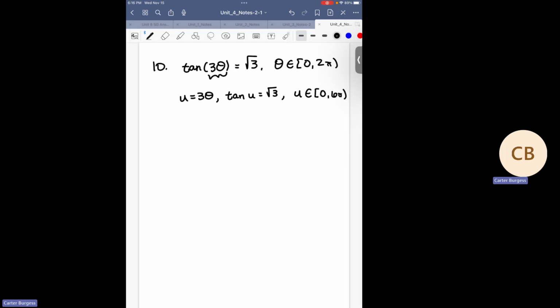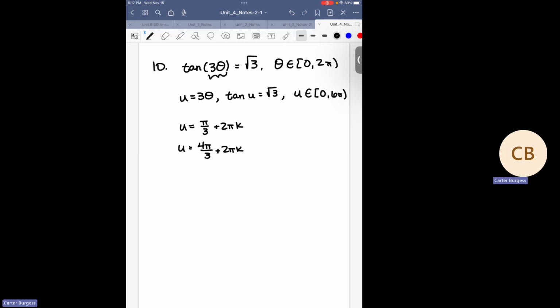All right, tangent is going to be positive in the first quadrant and the third quadrant. You can check the unit circle angles that would work for this. But I happen to know that this is going to be pi over 3 plus 2 pi k, and 4 pi over 3, since we're in quadrant 3, plus 2 pi k.